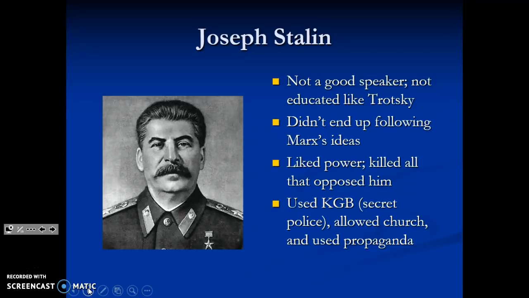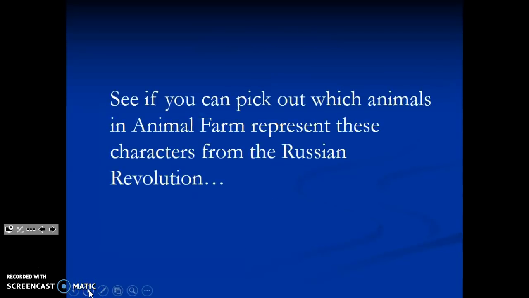He allowed the church, he allowed religion, which we'll talk more about later as we're seeing what's happening in Animal Farm and why that might be significant for Stalin. And he used propaganda to spread his ideas and to get people to agree with him. So as we read Animal Farm, see if you can pick out which animals represent the characters from the Russian Revolution. And you have a character list on the front of the handout that you'll use as you read as well.